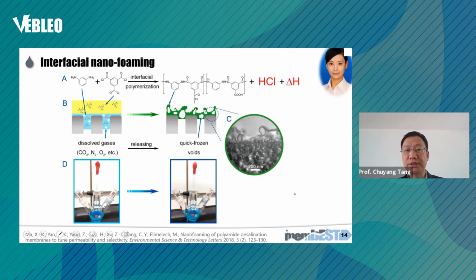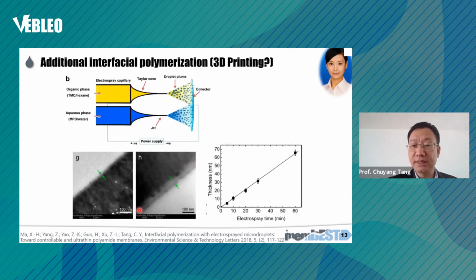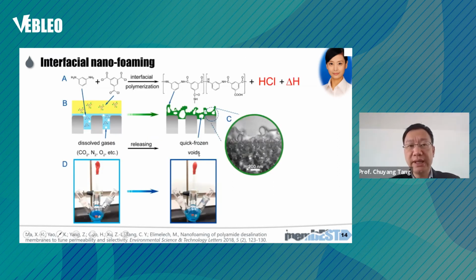We can still rely on the conventional reaction. In the conventional reaction, we have these two monomers, called m-phenylenediamine and trimesoyl chloride. These two monomers react with each other and form this polyamide. Now, in the previous example, you see this film is a planar film. But what if we create a so-called nanofoamed structure? We're trying to introduce bubbles, to introduce nano cavities inside this film.